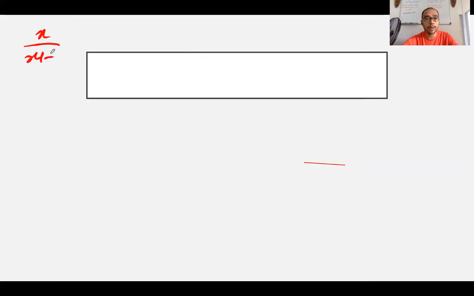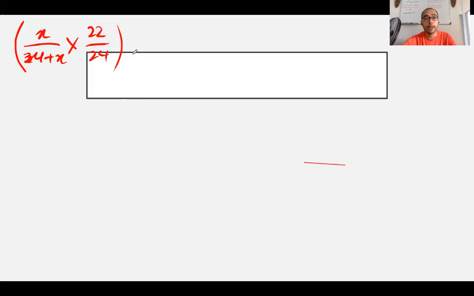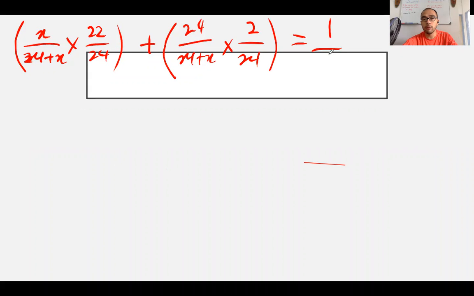So it'll be x over 24 plus x times 22 over 24, group 1. Group warna hijau tadi. Kenapa darab? Sebab dia berlaku serentak. Okay, plus, then the other group, the blue group: 24 over 24 plus x times 2 over 24. This one equals 1 over 4.